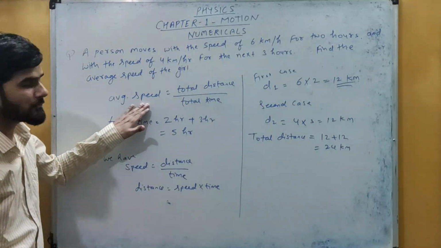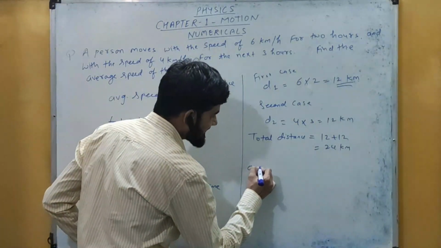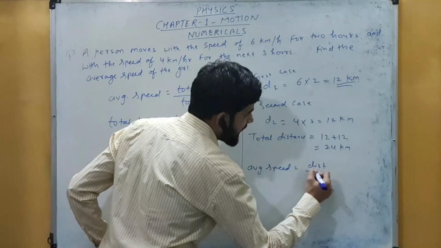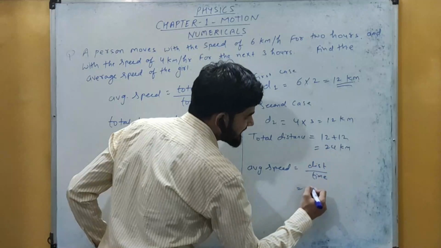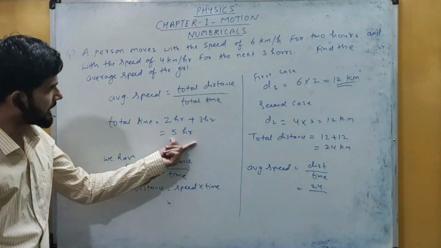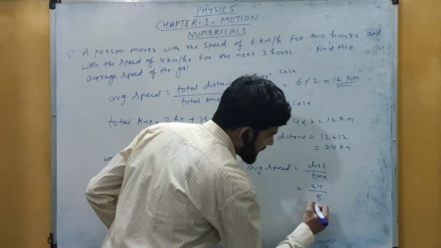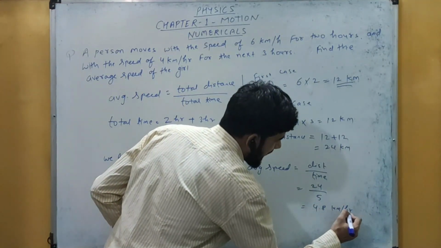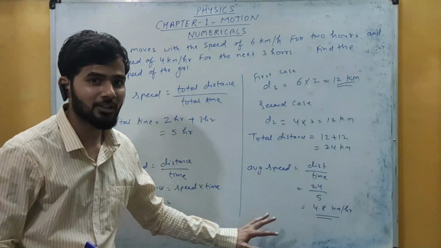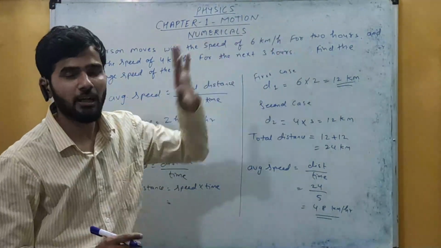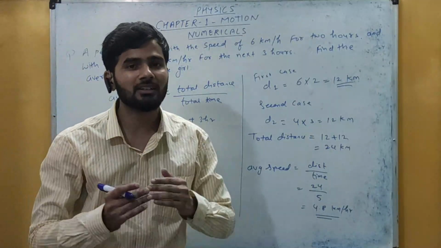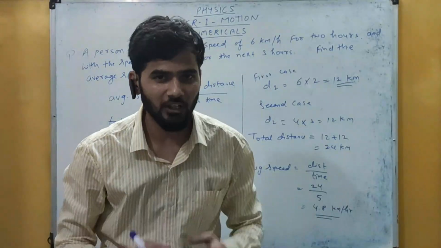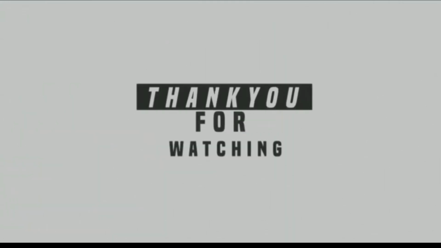Now we will use this formula for average speed. So this average speed is equals to distance upon time. So what is the total distance? That is 24 upon time, that is equals to 5 hours. So it will be 4.8 kilometer per hour. Okay, so in this way we can calculate the average speed if we have the speed and time is given. Okay, so in this way you can solve the numericals where you have to calculate the average speed or velocity.